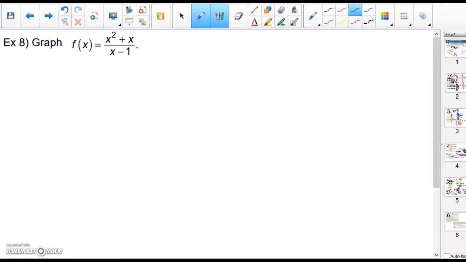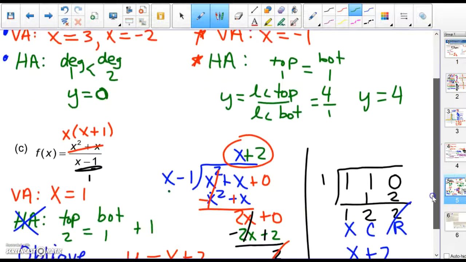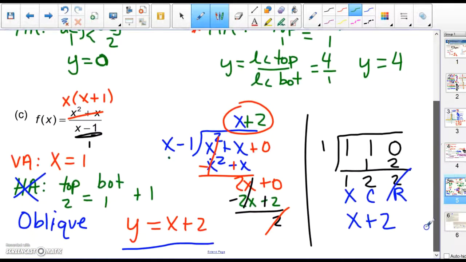Example 8, we're graphing another function. Maybe this one looks familiar because it was one that we did back in example 4. Example 4c was the same thing, and if you look, we did a vertical asymptote was x equal 1, and then it had an oblique asymptote. So notice we had to do synthetic division or long division or something to find that oblique asymptote.